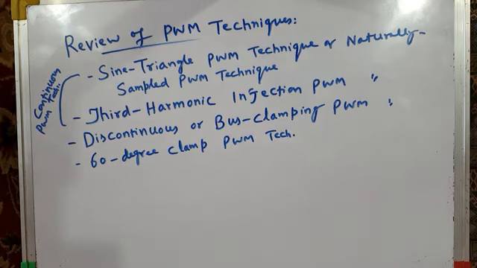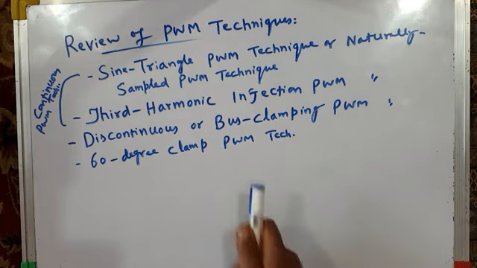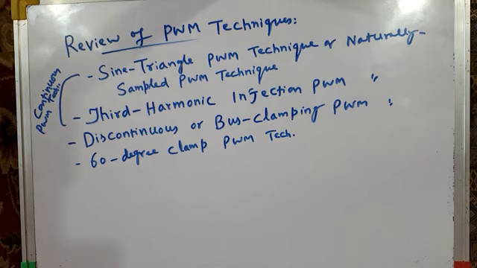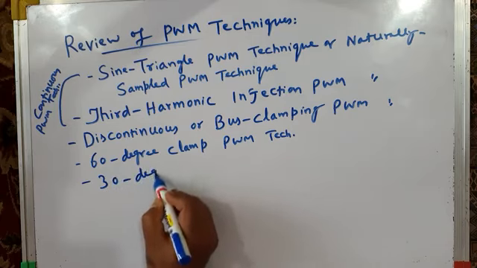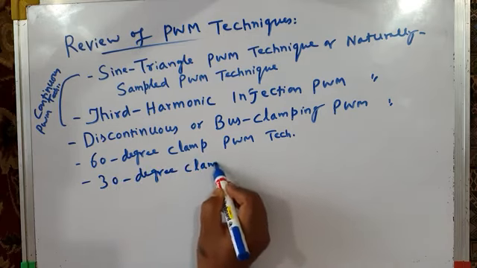Now, this particular phase leg can be clamped to either the positive DC bus in the positive half cycle or the negative DC bus in the negative half cycle, in the middle of the waveform, or it can be clamped to the DC bus in the first quarter of the half cycle or in the second quarter of the half cycle, depending upon the power factor of the load. We have already studied the 60-degree clamp PWM technique in detail. Then we have also studied the 30-degree clamp PWM technique.